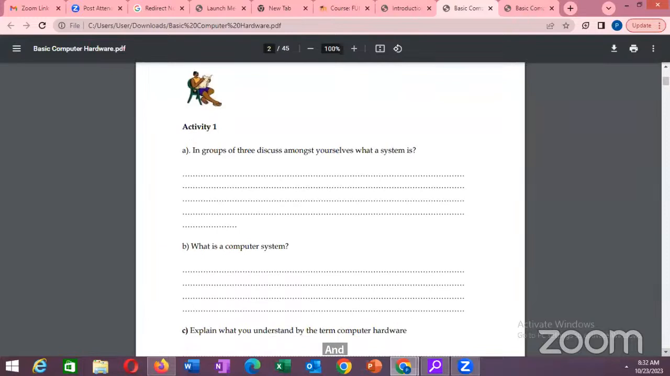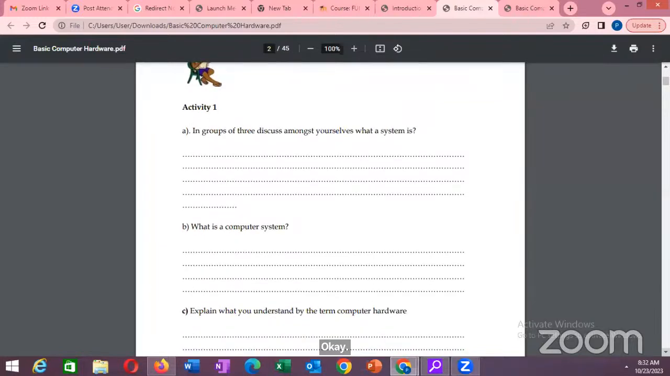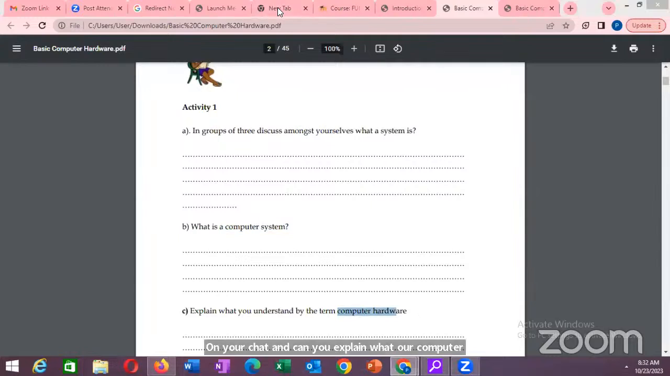Because we don't have time to put you in groups, and you are many, can you explain on your chat what a system is? Can you explain what a computer system is? And can you explain what is meant by computer hardware? Quickly type onto your chat what those three things are. Type the answers on your screen, and I'll be putting the screen on so that people can see what you're typing.